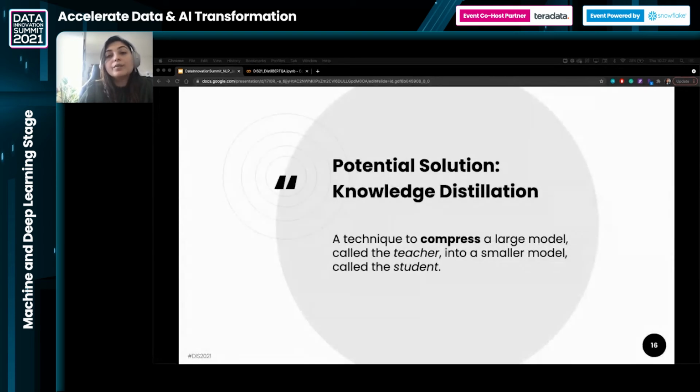And here the potential solution that comes up is the concept called knowledge distillation. In simple terms, it's a compression technique in which a small model is trained to reproduce the behavior of a large model. In this example, the large model is our BERT base, and the new model that we get from the compression is DistilBERT.